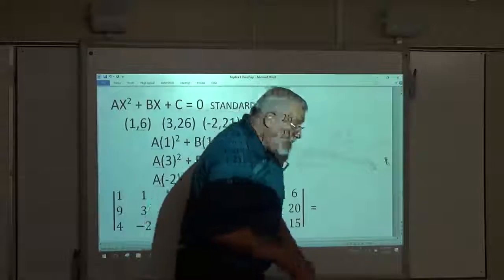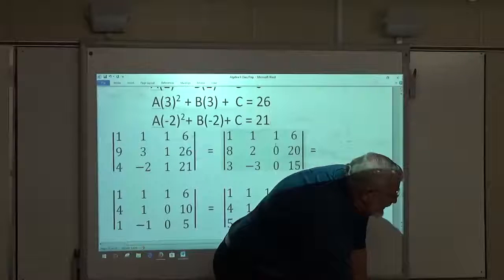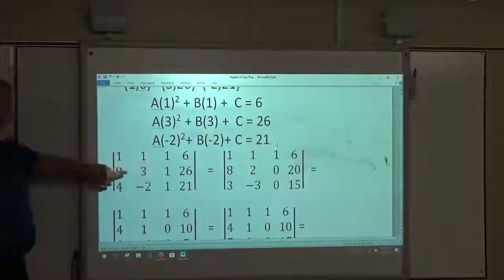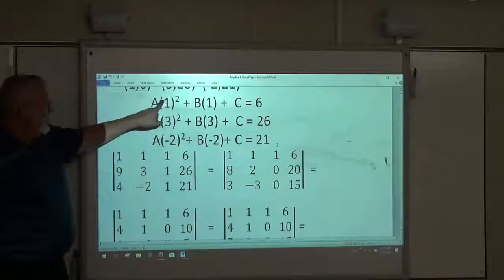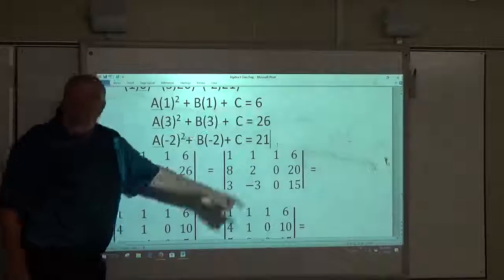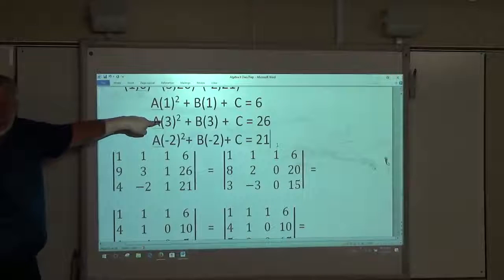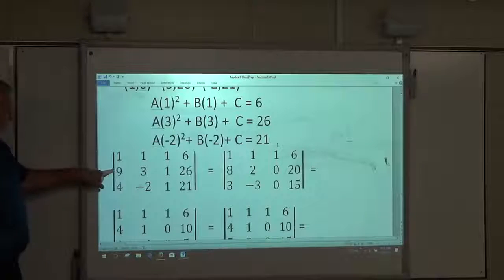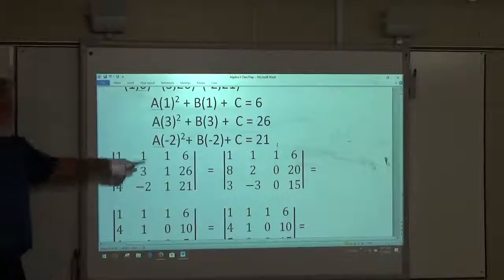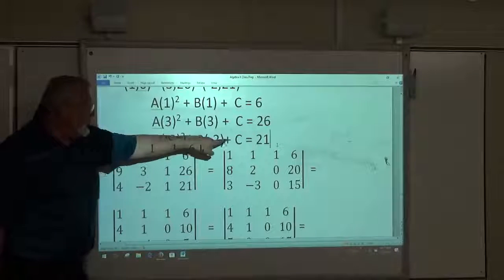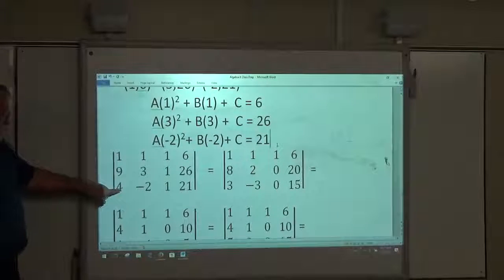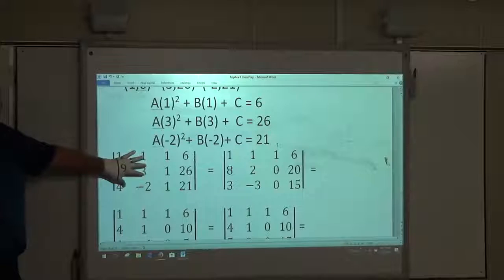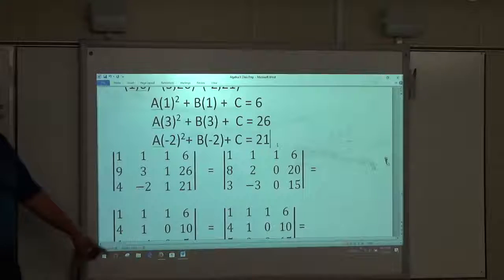Okay? So, what I get when I do that is this matrix. 1, 1, 1, C, and 6. Right. Oh, I understand this. 3 squared, 9, 3, 1, and 26. Then 4, negative 2, 1, and 21. All right, now I have a matrix C with 3 equations, 3 variables, plus the answers.